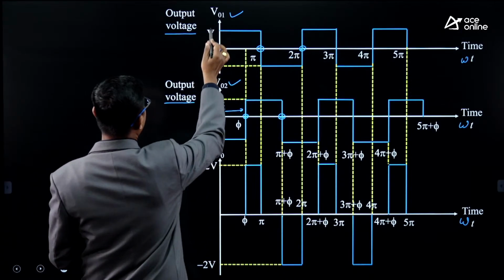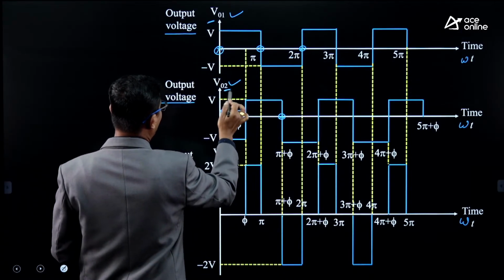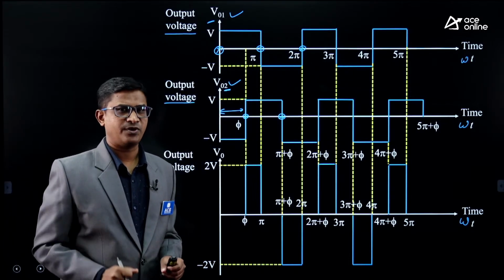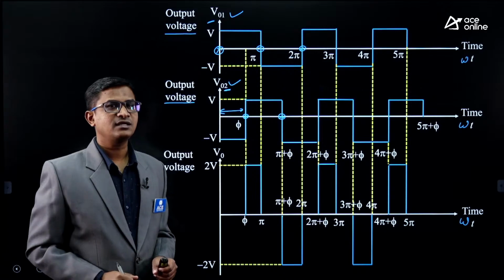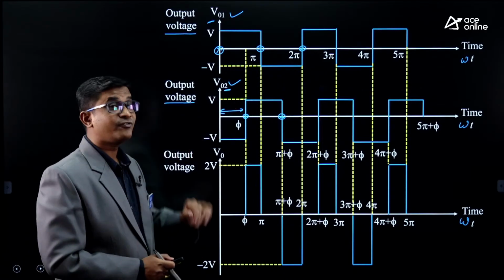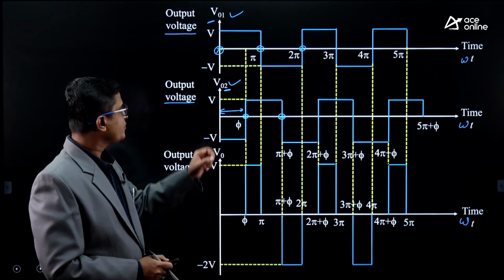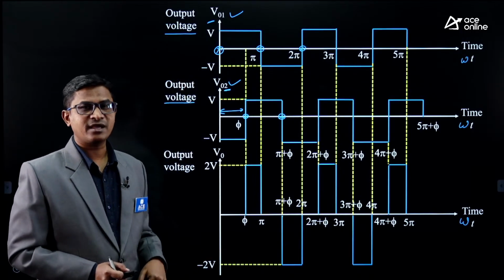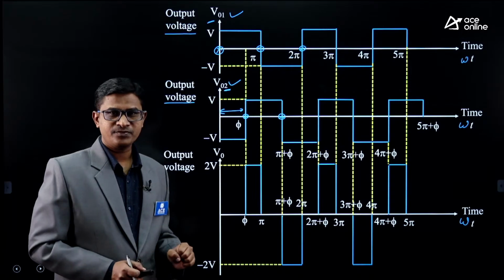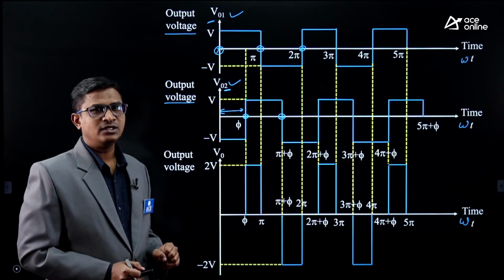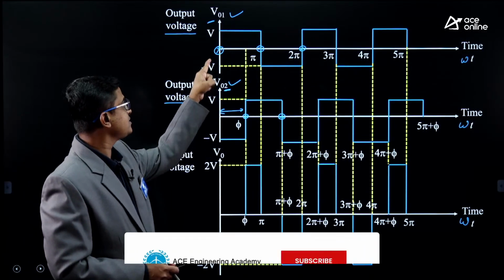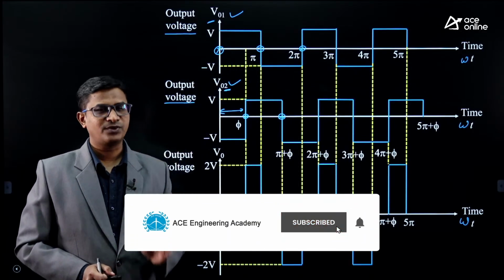Now if you check the first inverter and the second inverter output, both are square waves, 180 degree square wave mode. But both are not in phase. You can check V02 is lagging V01 by how much angle? By angle phi radian. So therefore, this is the output voltage of my second inverter. This is the output voltage of the first inverter.